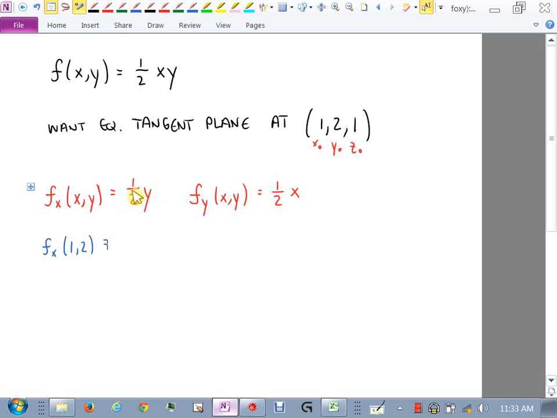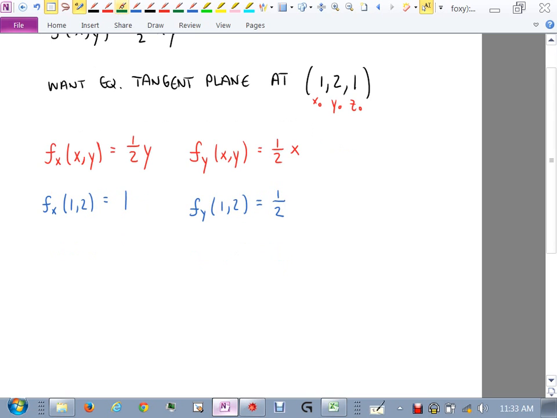So you're taking this equation here and you're replacing this y right here with 2. So you just get 1, right? Over here, you're replacing x with 1, y with 2, but there's only an x in there, so we get 1/2. Okay with that?